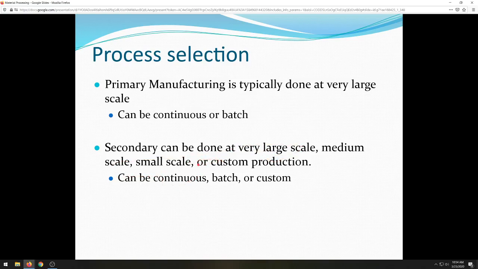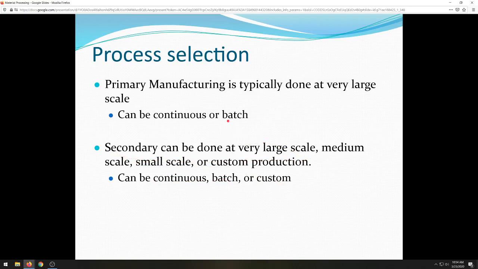And then custom production, again, we're talking one-off or 10 of something. 10 would even be a batch, but this is repeated batches. Custom would be, hey, I need you to make me these few things, and this is going to be it, or repairs and things like that. So again, continuous, batch, or custom for secondary.